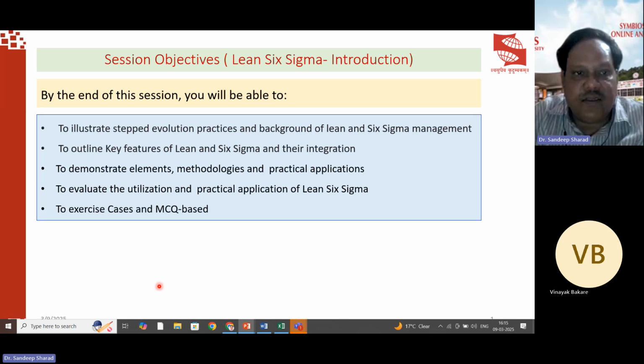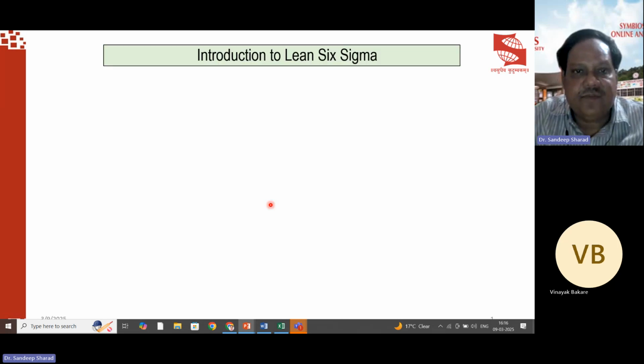Now, as far as today's session is concerned, the learning will be to illustrate the stepped evolution, practices and background of the Lean Six Sigma management, to outline the key features of Lean Six Sigma and their integrations, to demonstrate elements, methodologies, and practical applications. We will look at the utilization and practical applications of the Lean Six Sigma, and we are going to go with some case exercises and MCQ based questions.